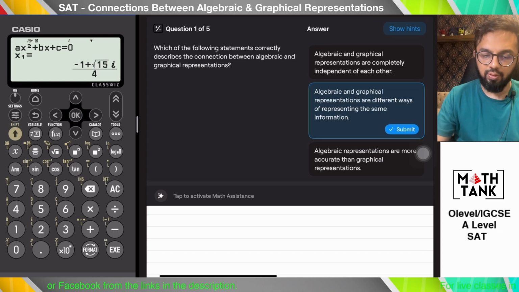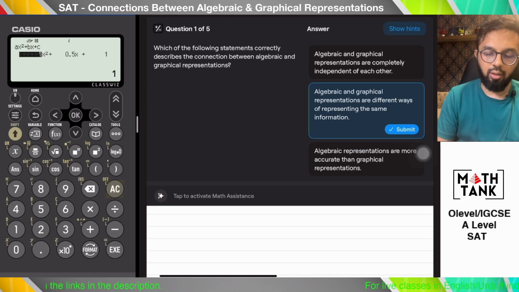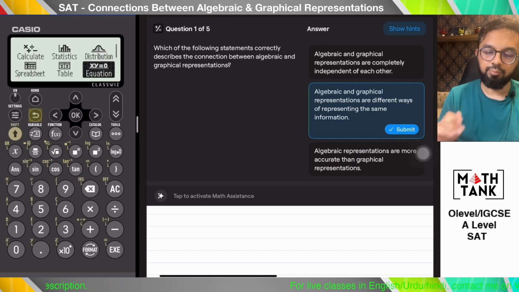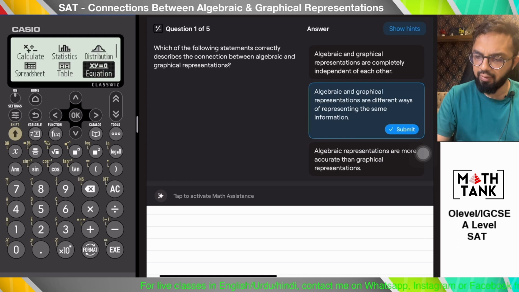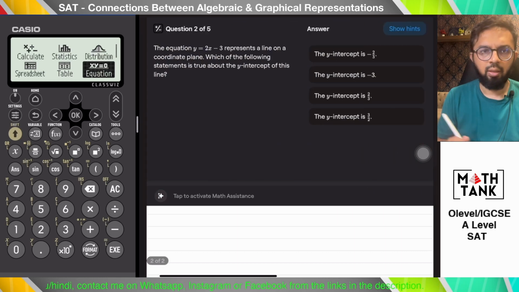The first question says, which of the following statements correctly describes the connection between algebraic and graphical forms? So, they are different ways of representing the same information. That should be the most obvious answer that you have. Okay, that's the first question there.